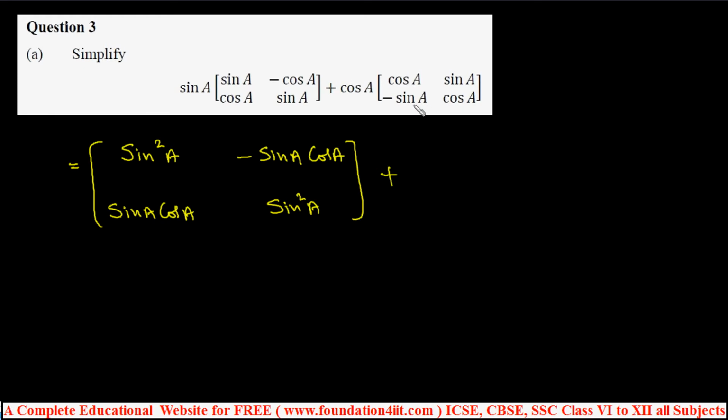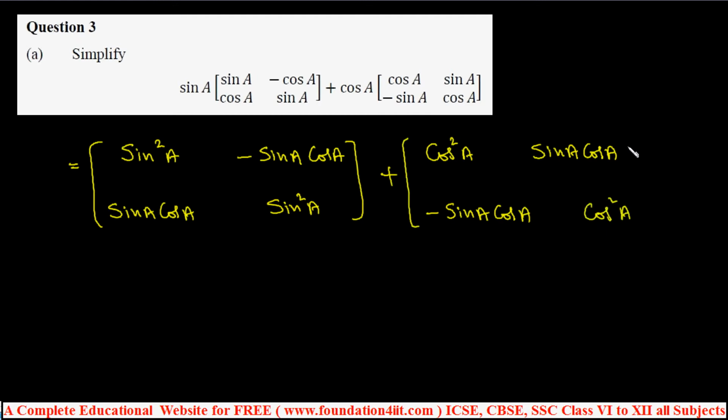Just multiply. Cos into cos is cos square A. Cos into sin A, you can write sin A cos A. And cos A into minus sin A is minus sin A cos A. Again cos into cos is cos square A. Okay, so this is the second matrix.